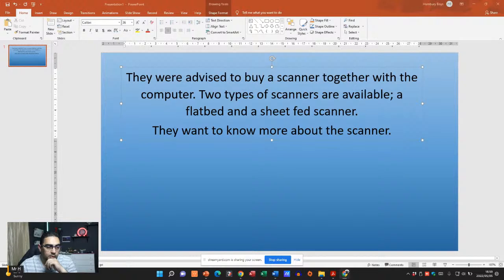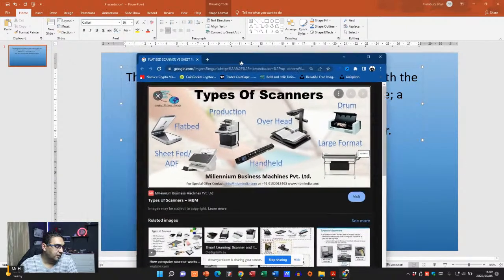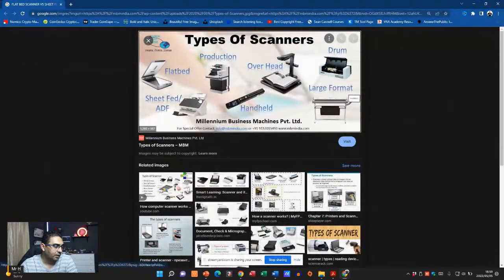Okay, let me just show you some examples here. Here are a few examples of scanners. Here you can see we have our flatbed scanner. Now you can see why it's called a flatbed scanner, because it's flat. It's like putting something in bed: you open the covers, you put yourself in, and then you close the covers. So we open up the top, we put our page in, and then we close it.